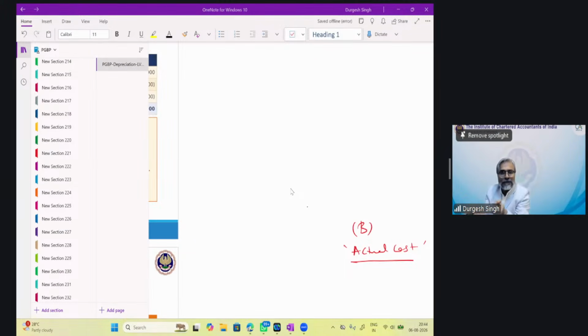Everything is getting connected, students. Nothing is in isolation. Everything is interlinked in this way. So 12 lakhs is the value at which it enters now. And then once it is put to use, on that the depreciation allowance is claimed. So this is what exactly it is, students. I hope that all of you are clear with this one.